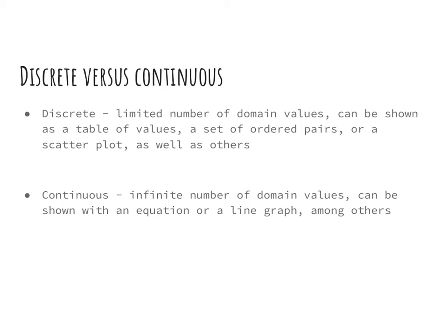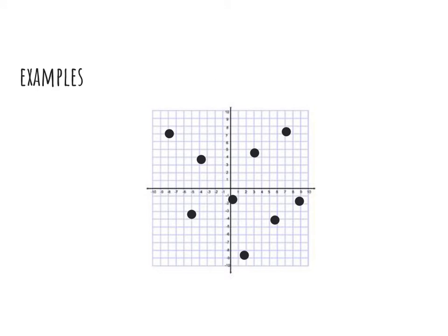A continuous graph or a function is an infinite number of domain values. That one's usually shown with an equation or a line graph where you do not pick up your pencil when you go to trace it. Yeah, so that's the main difference between graphs of discrete and continuous. Discrete, you have to pick up your pencil. Continuous, you don't. Our first example, we've got this scatter plot. Scatter plot always means discrete because I can physically list off all of the domain values here.